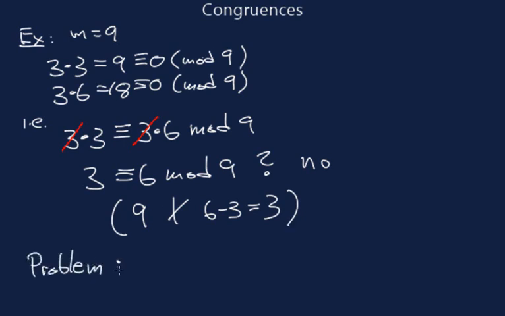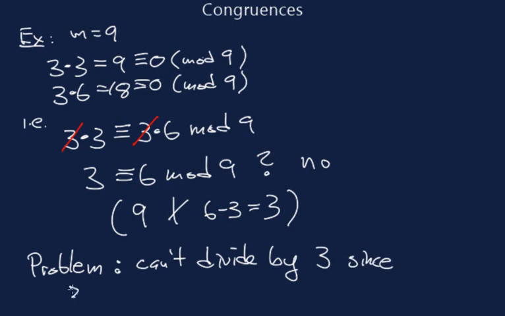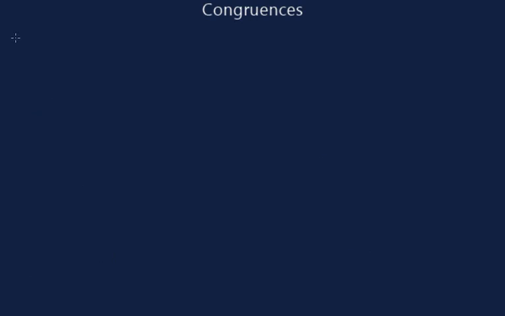Now, the problem with this example is that we're working modulo 9, and 3 divides 9. And you can't divide by 3 modulo 9. And, well, that's what I just illustrated here. The problem is that 3 divides 9. So here's the theorem.